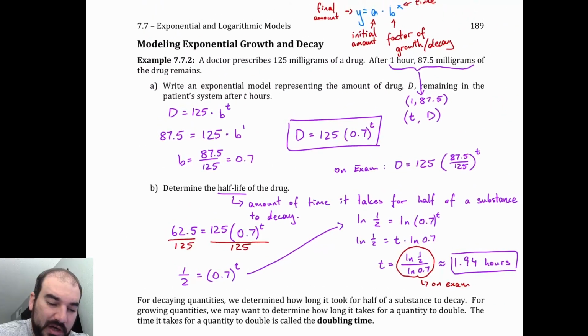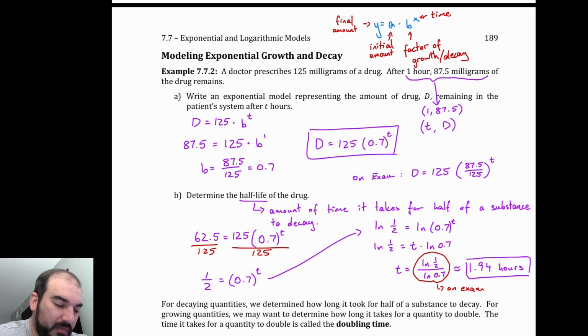Any questions on how to model using an exponential growth or decay function, y equals a times b to the x?